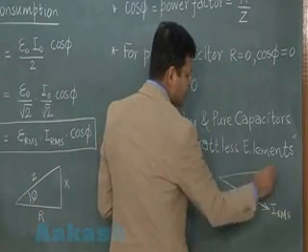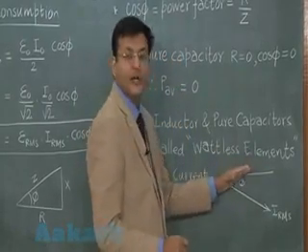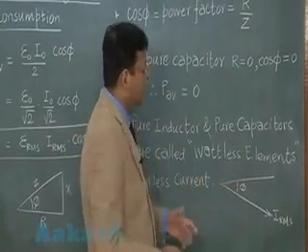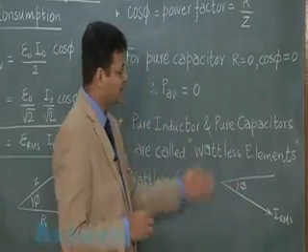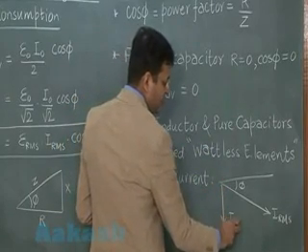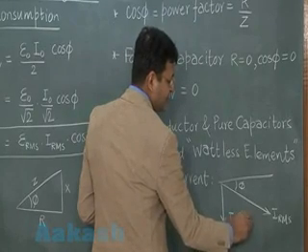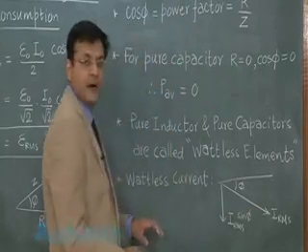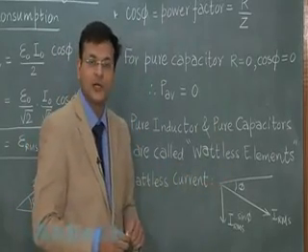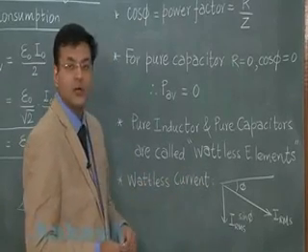If you have current IRMS making an angle phi with the reference EMF, then it is the cos component of this effective current which is involved in power consumption, but the sine component of this current is not consuming any power. It's only the cos phi which is involved in power consumption. The sine component is not involved in power consumption. That is why the sine component of RMS current is called wattless current.